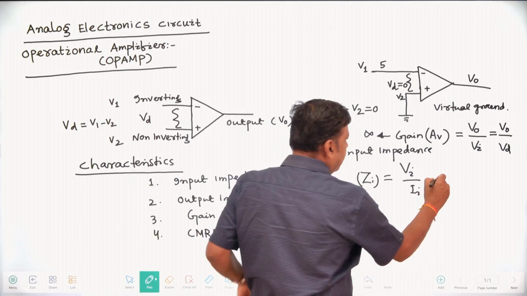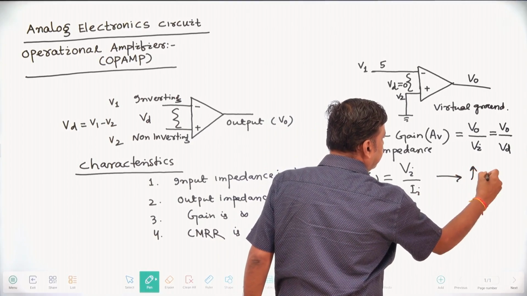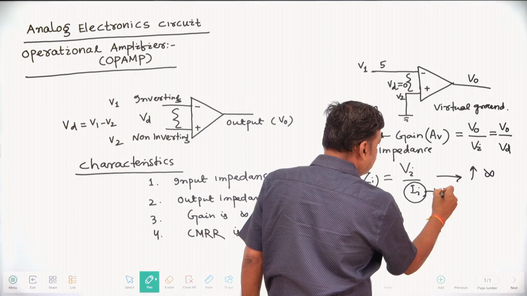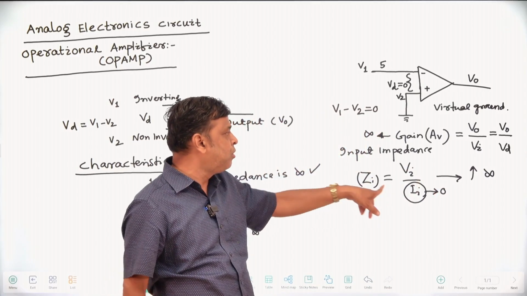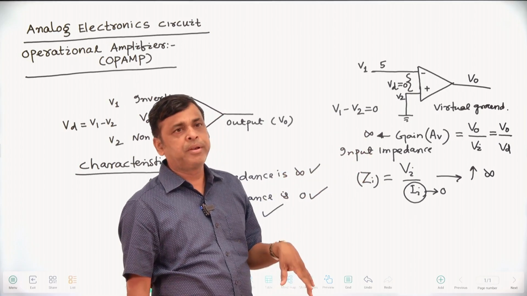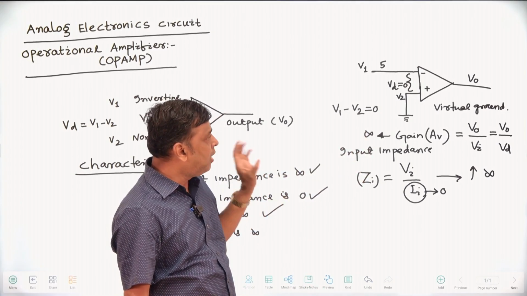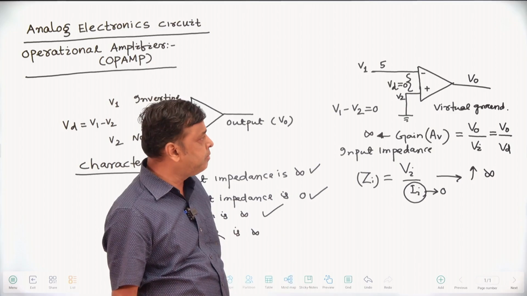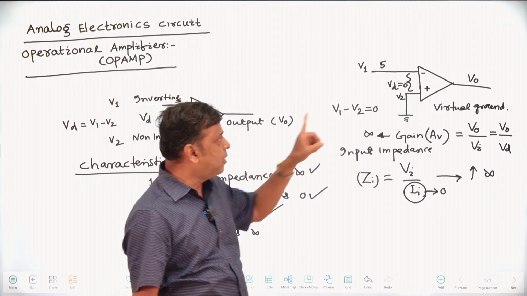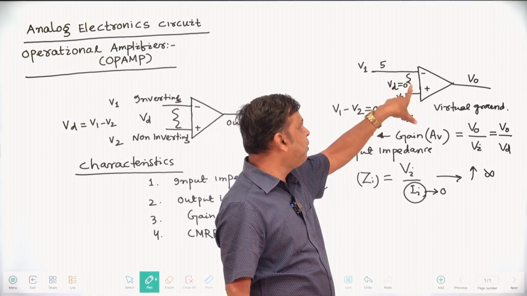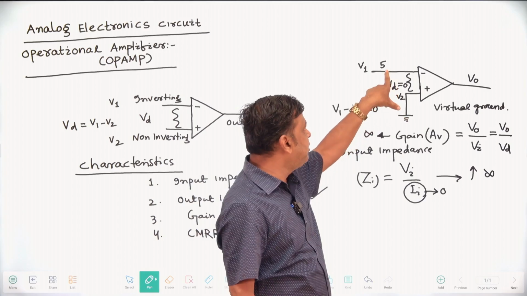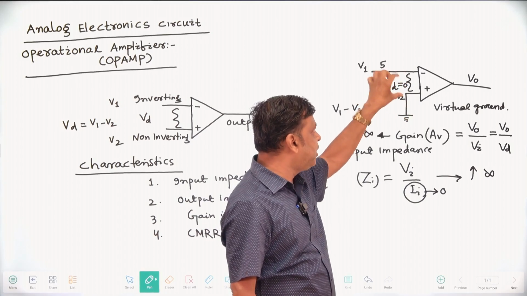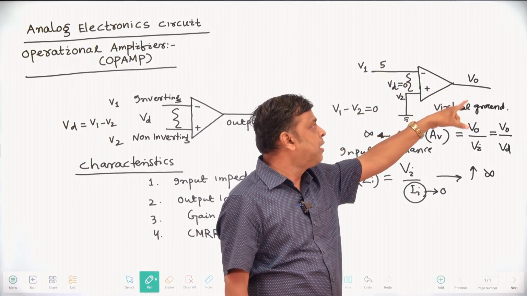Similarly here, the input impedance is high. High means it is infinite. If it is infinite, the input current tends to 0. If the input current tends to 0, then only you get the input impedance as infinite. This thumb rule is very important when you are going to solve op-amp problems. You must keep in mind the difference voltage must be 0. If this voltage is 5 volt, this voltage is also 5 volt. If this is 10 volt, it is also 10 volt. So the difference voltage must be 0 and the gain is infinite.